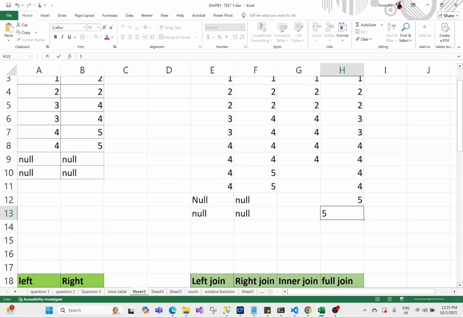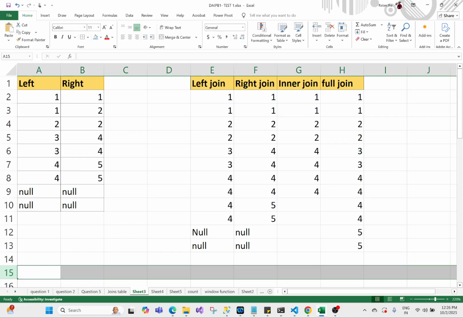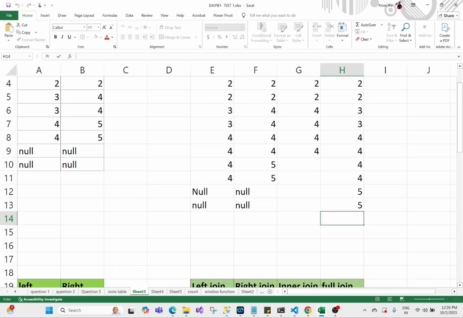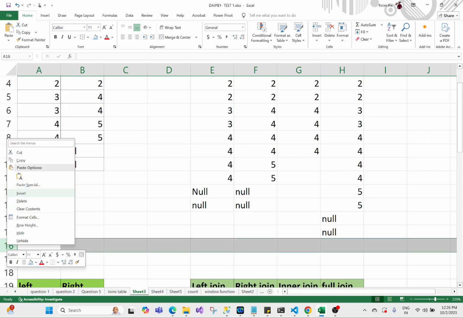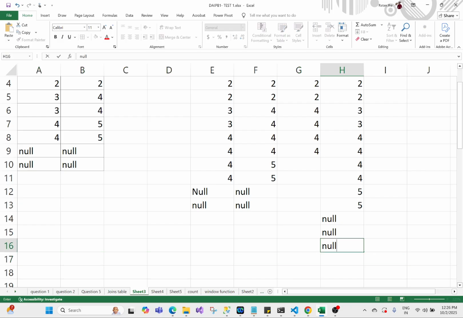What about the null? Null is present two times in the left table and two times in the right table. But null is not equal to null value. But we have to keep all the records of the left table and all the records of the right table, so we write null four times, because two times present in left and two times present in right. Just a second. Yes, null and null.